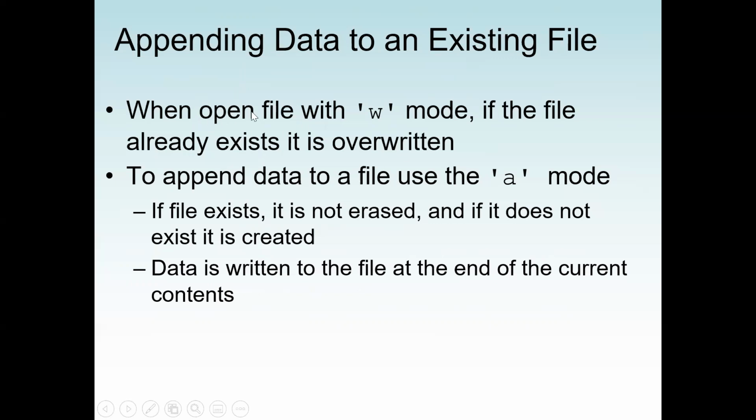So here we say when we open a file with W mode, if the file already exists, it is overwritten. But to append data to a file using A mode, if the file exists, it's not erased. And if it does not exist, it will be created. So data is written to a file at the end of the current content. With W, data is written to a file at the beginning of the file.